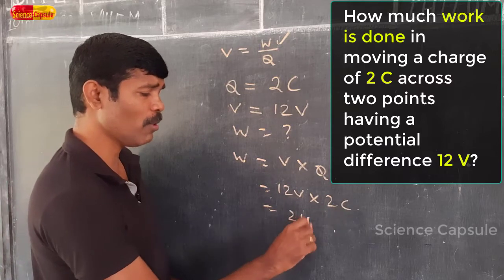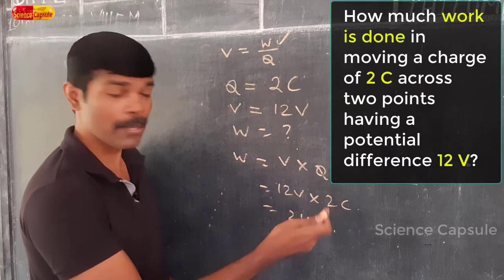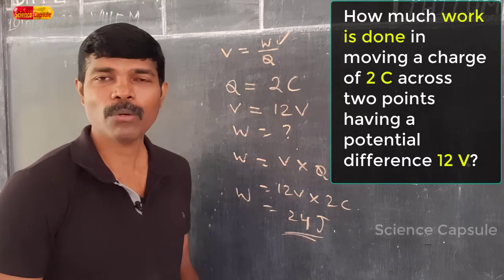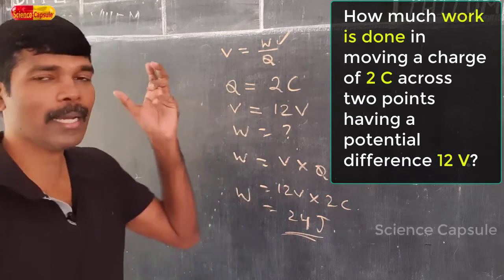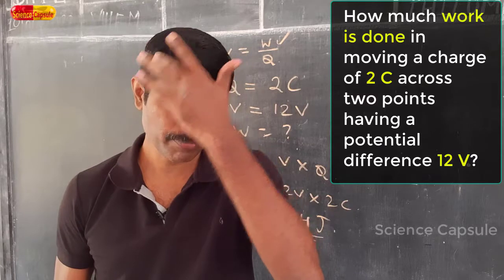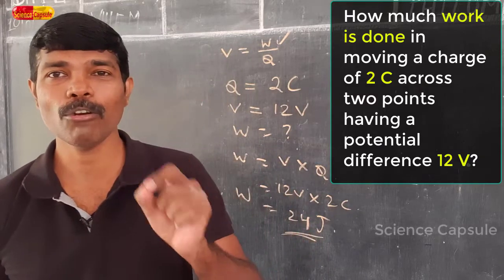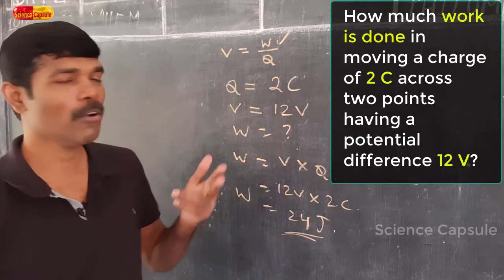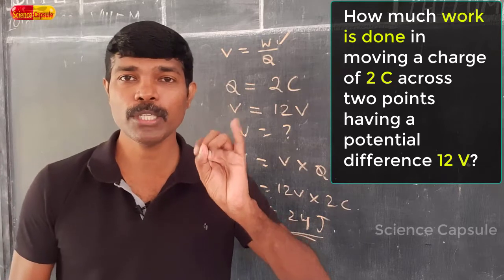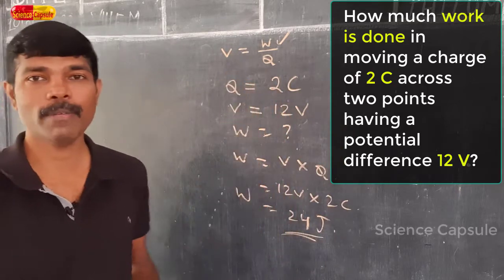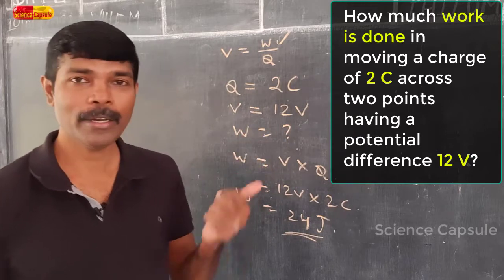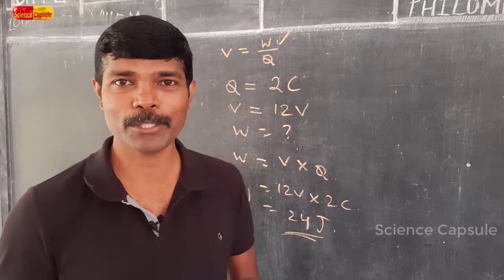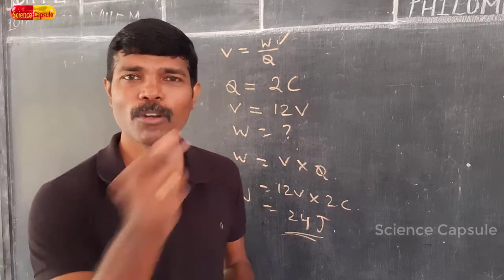2 into 12 is 24. So what would be the SI unit? We know that the SI unit of work done is joule. How easy, right? So what we have done in this question is just extract the given quantities from the question and substitute the values. In order to substitute the values, we should know the formula. So 2 formulae we have used. One is I is equal to Q by T for current, and the potential difference V is equal to W by Q. Got it? On the basis of this, let us solve another unsolved exercise which is given in a textbook. Let us solve that also within 1 or 2 minutes, right?